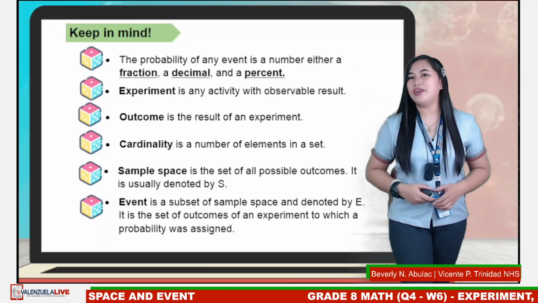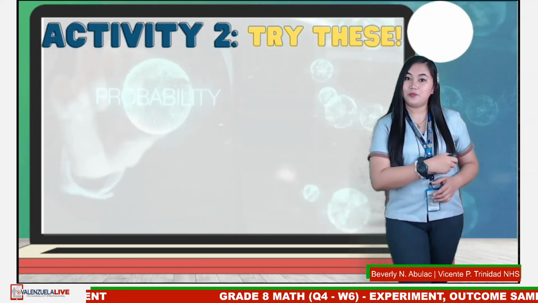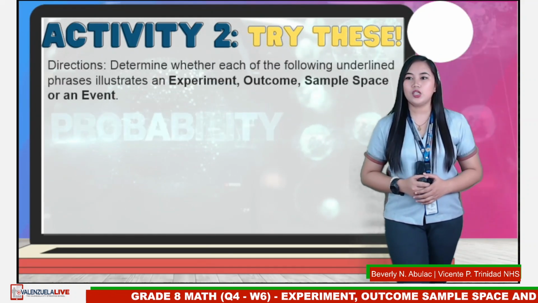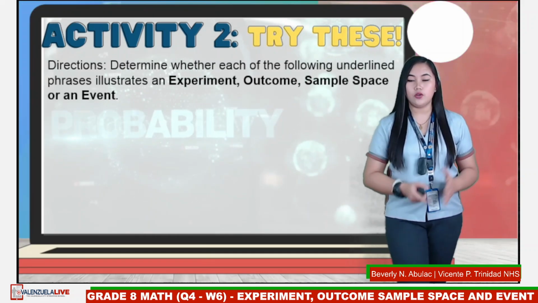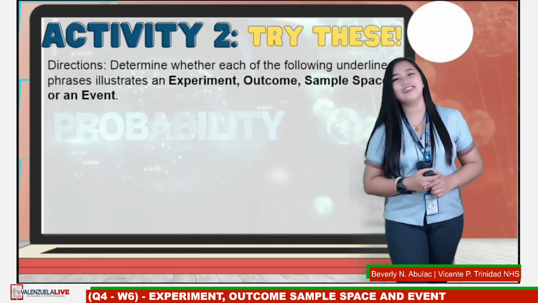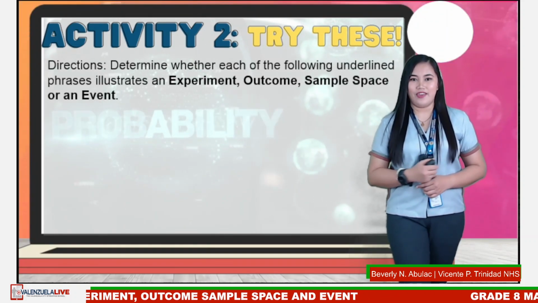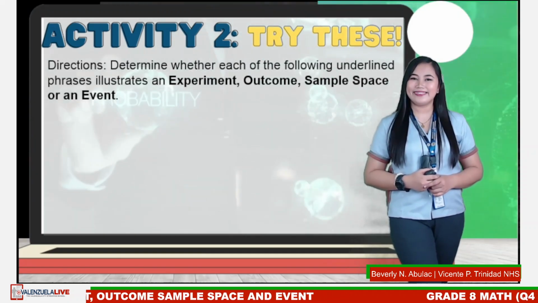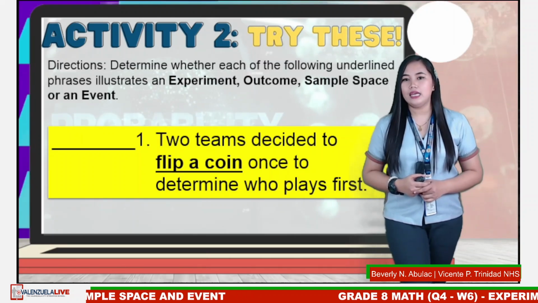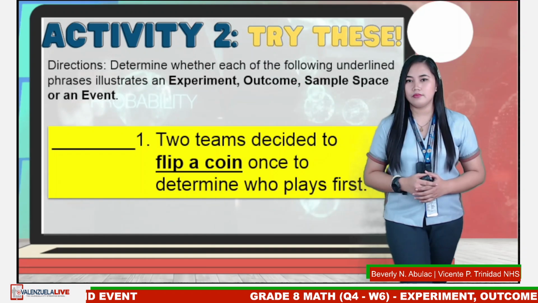I know you're ready for our next set of activities. Let's practice activity number 2. Try this. Directions: Determine whether each of the following underlined phrases illustrates an experiment, outcome, sample space, or an event. Number 1. Two teams decided to flip a coin once to determine who plays first.